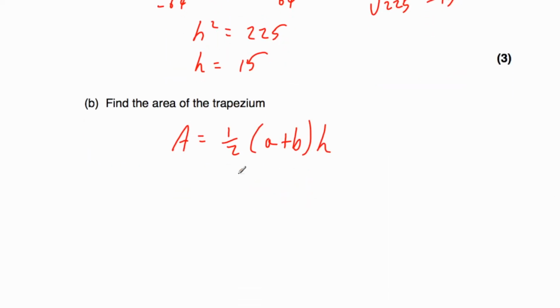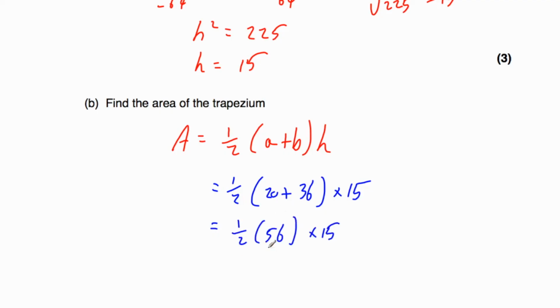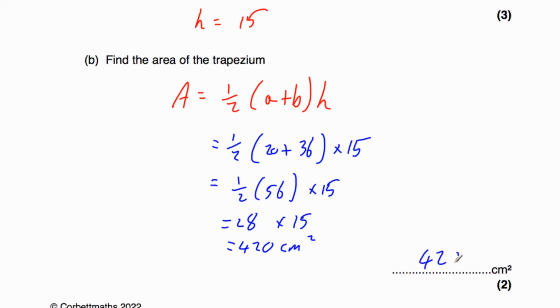So we've got a half of, instead of a, 20, instead of b, 36, and instead of h, times 15. Let's work that out. 20 plus 36 is 56, so that's half of 56 times 15. A half of 56 is 28, times 15, and 28 times 15 is equal to 420. So the area of this trapezium is 420 centimeters squared.